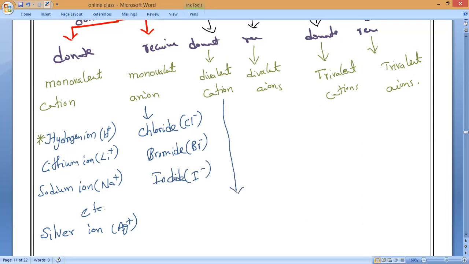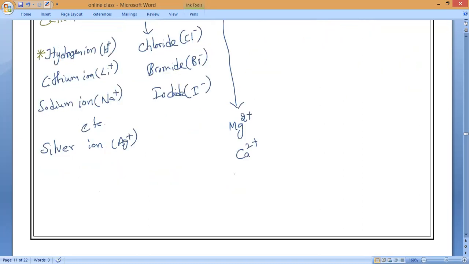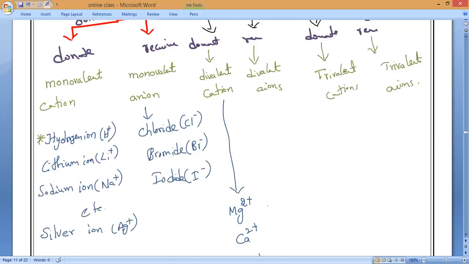Same way, divalent cations. Magnesium ion, Mg2 plus. Calcium ion, Ca2 plus. Barium, Ba2 plus. Copper, Cu2 plus. Any doubt? And ferrous, Fe2 plus.